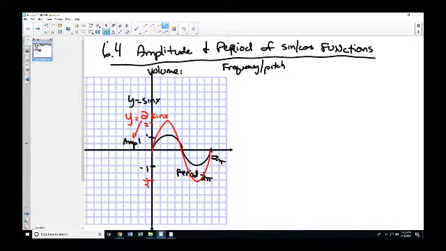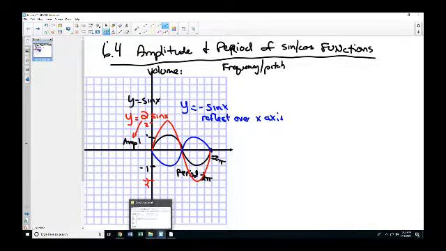Okay, how about one more? Do you remember what a negative out front does to a function? So we reflect over the x-axis. Is that negative? So you're going to start going down? Yeah, reflect. That was easy. Over the x-axis. Yeah, start down.